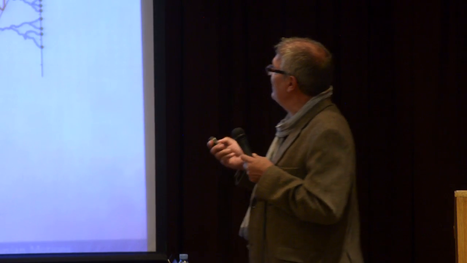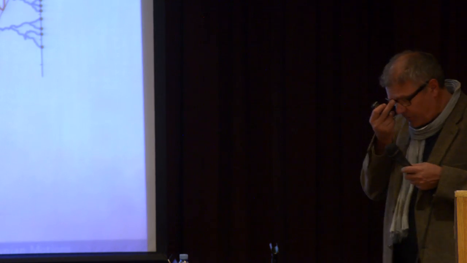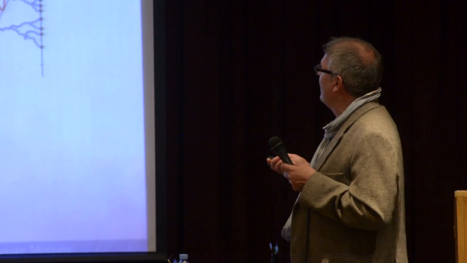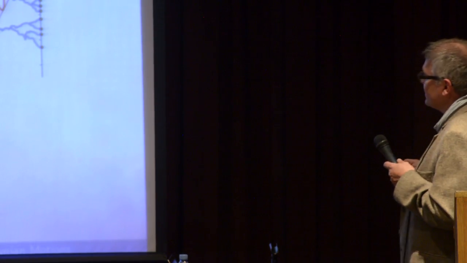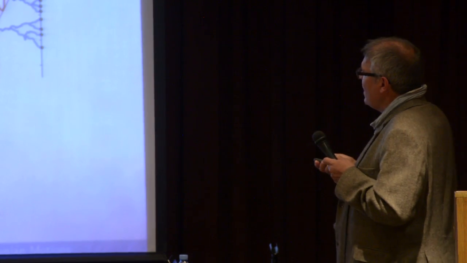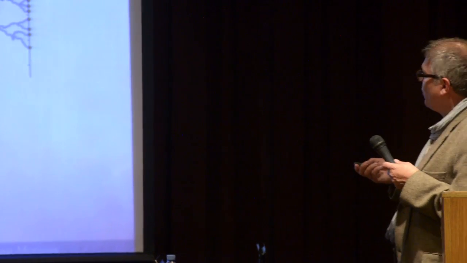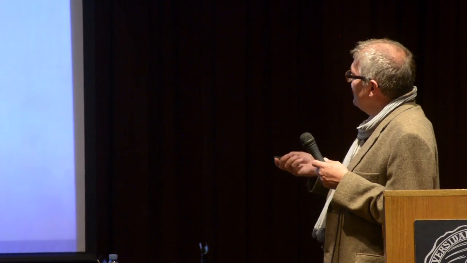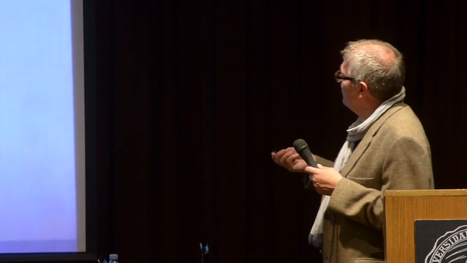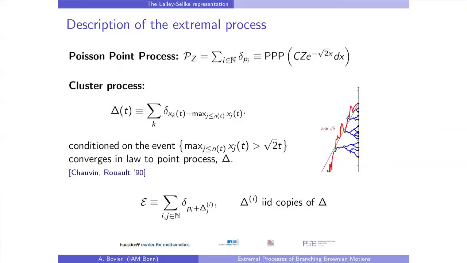So this is one ingredient, and then we need another ingredient which we call the cluster process, which is done as follows. You take a branching Brownian motion, and now you plot the points minus the maximal point. Right? So that means in particular that you put all the x_k(t) and subtract the maximum. So you always have that at 0 there is a point, and then all the other points are negative. Right? So this is how this looks.